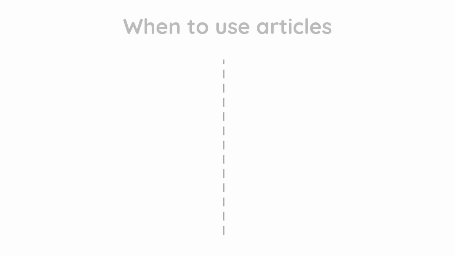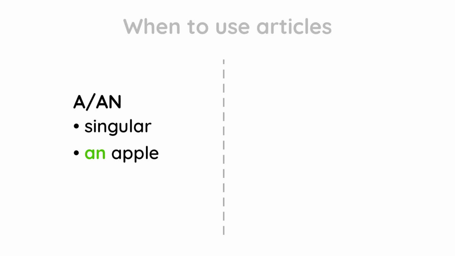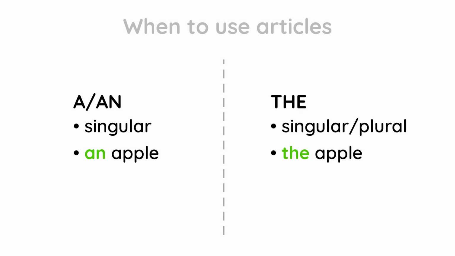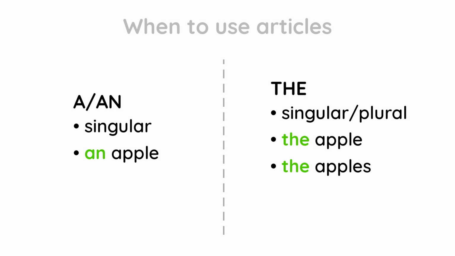When should we use articles? We use a or an only when the following word is in a singular form. For example, we can say, an apple. We can use the both in the singular and the plural form. So we can say the apple or the apples. Again, we would use that if we talk about a specific thing or things. If you haven't seen the video on singular and plural forms, you can click on the link in the description below.